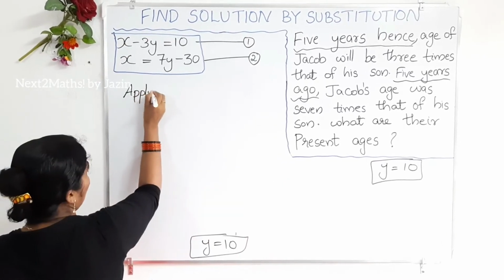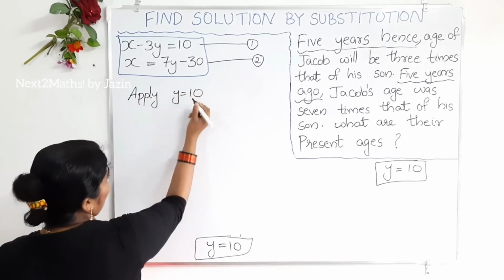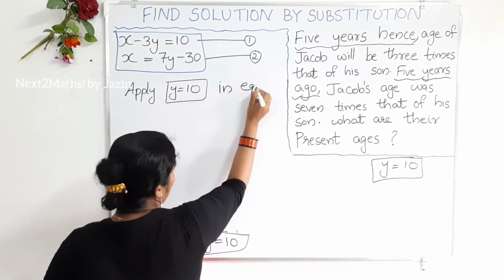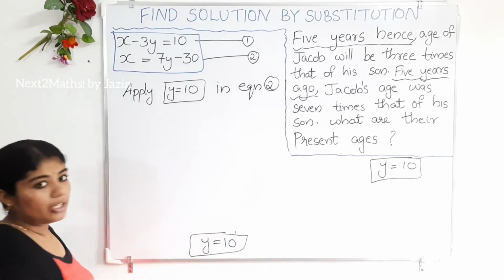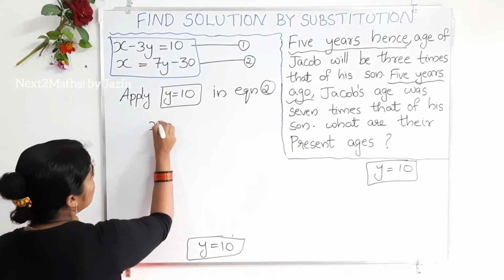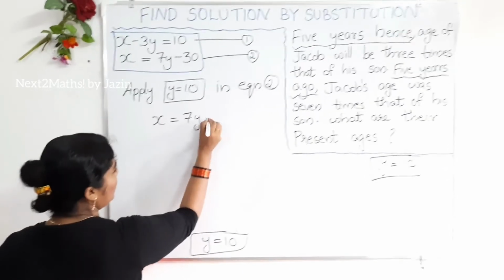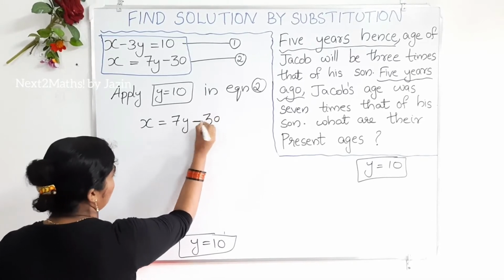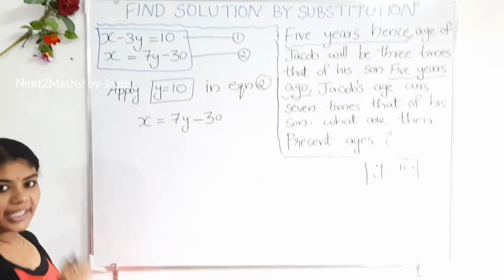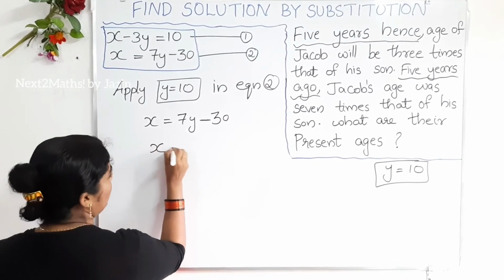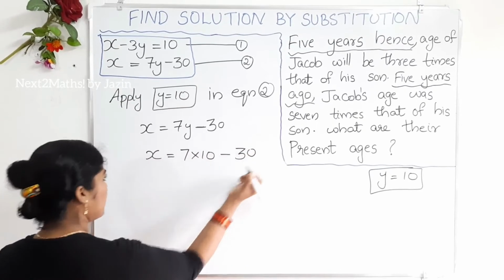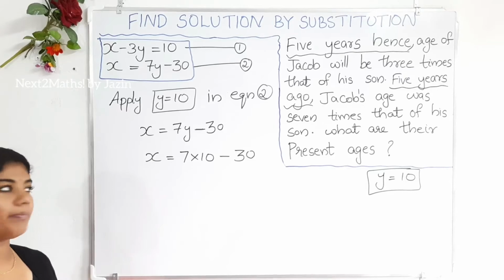y equal to 10 we got. So that we are applying in equation number 2. We write equation number 2 again as x equal to 7y minus 30. So in this equation we are writing in the place of y as 10. Okay. x equal to 7 multiplied by 10 minus 30. 7y means 7 multiplied by 10.